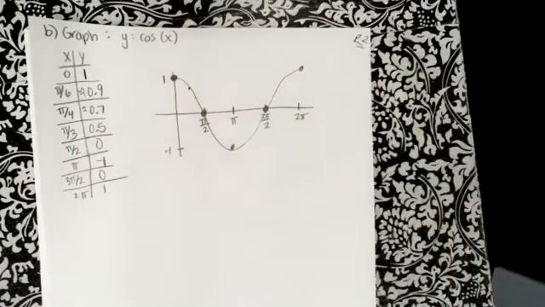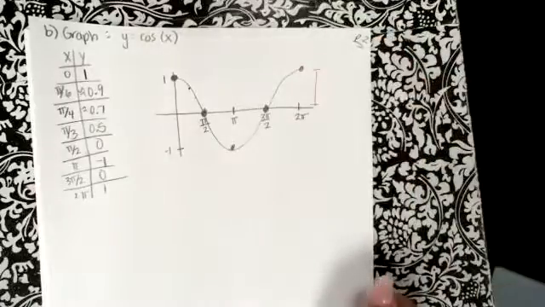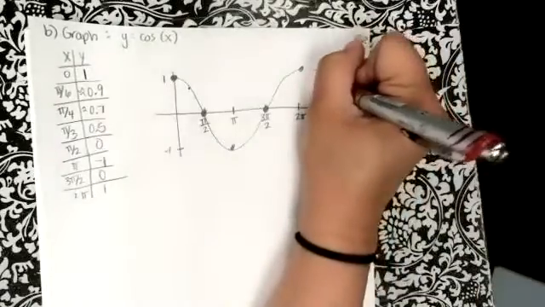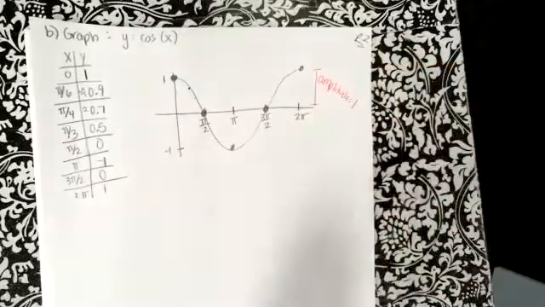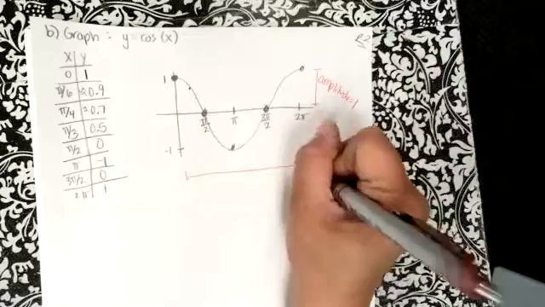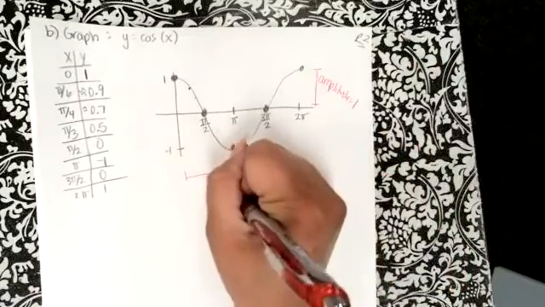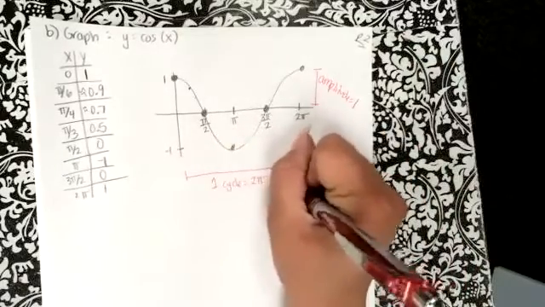So right here, my amplitude is again going to be a 1. My period, or my cycle, this is 1 cycle, which is equal to 2 pi, which is the same as a period.